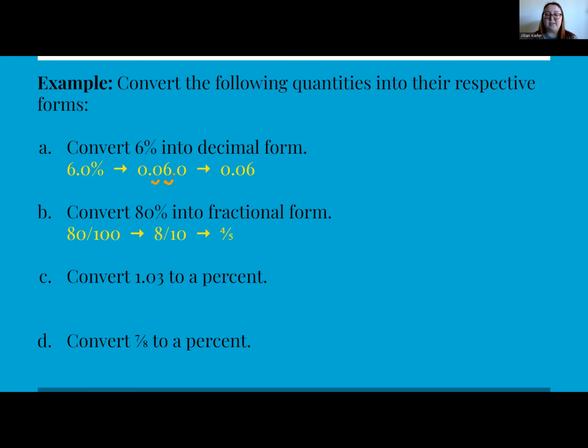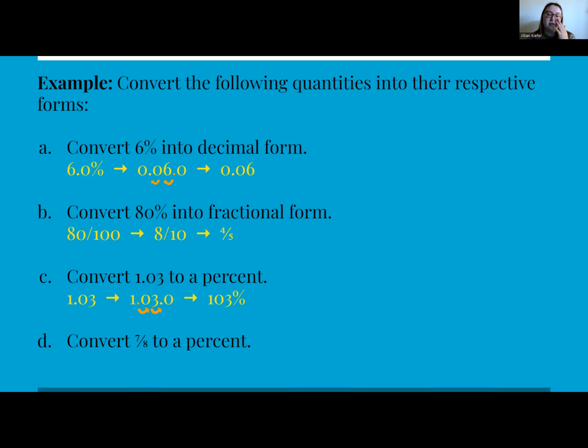Then we have convert 1.03 to a percent. So we have a decimal changing into percent. We want to do the opposite in this case. Instead of going 2 spots to the left, we want to go 2 spots to the right. So if we have 1.03, we take this decimal place and we move it 2 spots to the right and add a percent sign. If we move the decimal point 2 spots to the right, that would make it 103%. It does kind of become 103.0, but we can drop the .0, and then it'd be 103%.